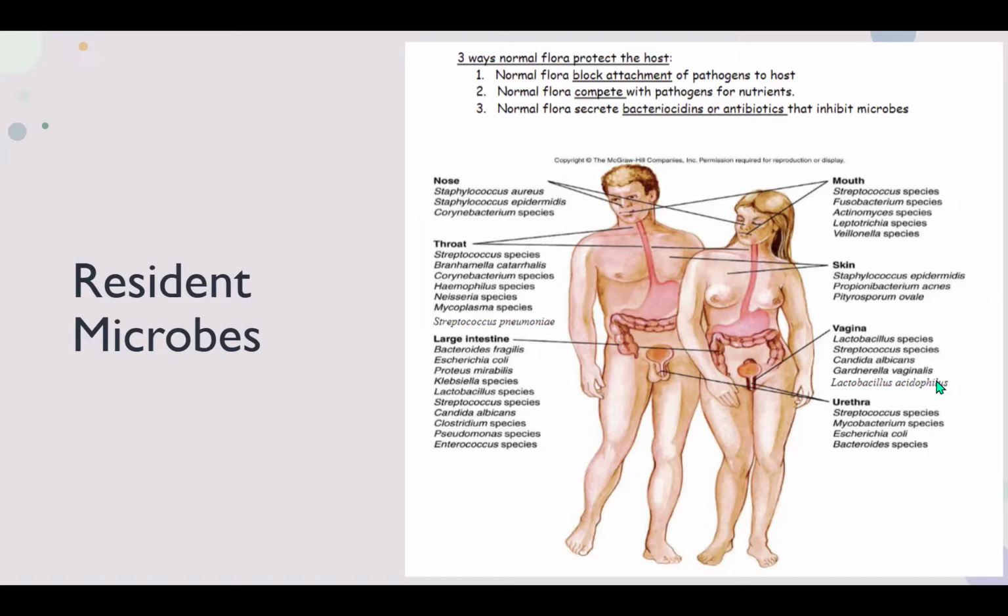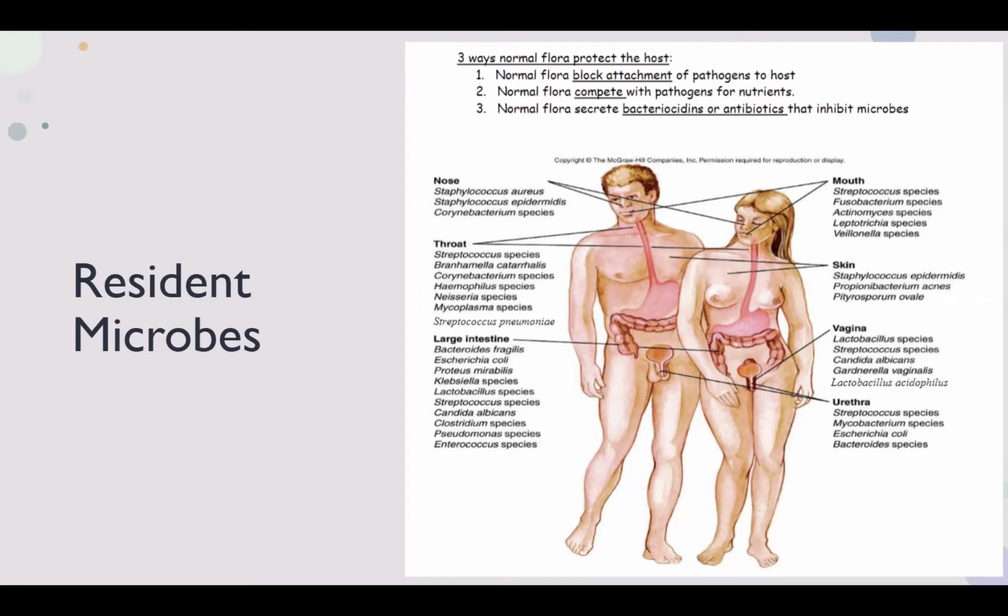In the respiratory tract, which I'm seeing is not even in here, I guess you can use your nose. You've got Staph aureus and Staph epidermidis. And then in the large intestine, or the intestines, or the GI tract, that's typically your Escherichia coli and your Klebsiella species.